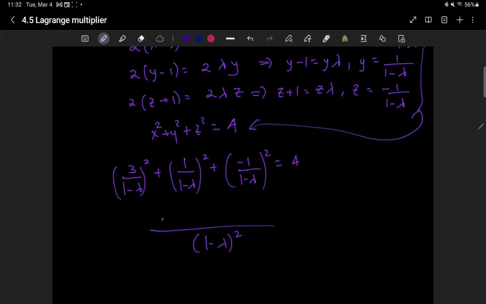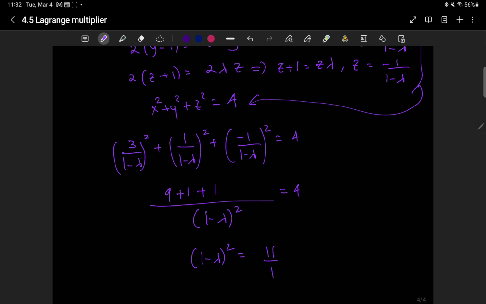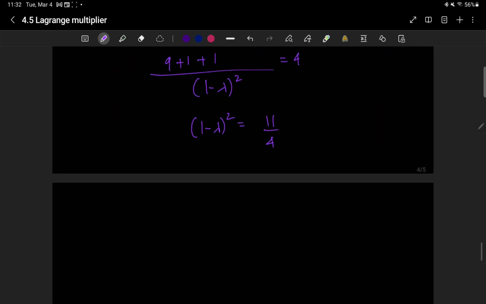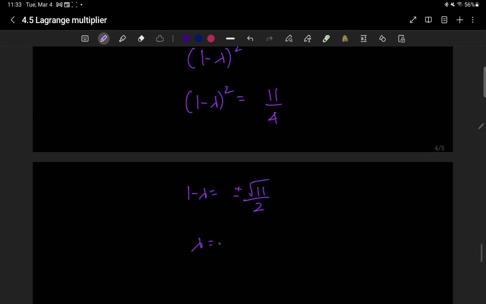So you have a common denominator, and then a 9 plus 1 plus 1. Cross multiply: (1 minus lambda) squared should equal 11 over 4. So that gives you 2 possible things now. Remember, we're not talking about a particular box, so we can have negative values. So lambda is 1 plus or minus the square root of 11 over 2.